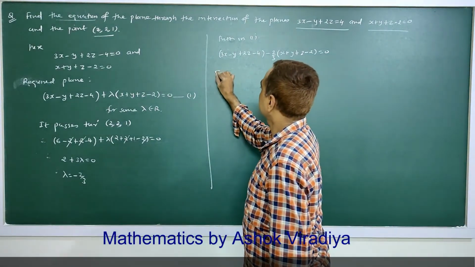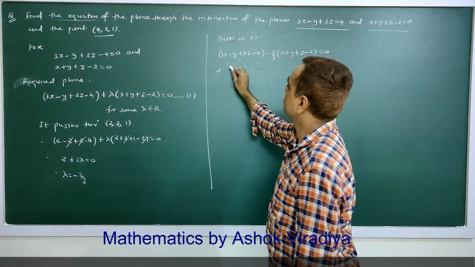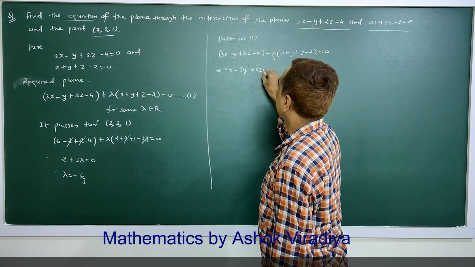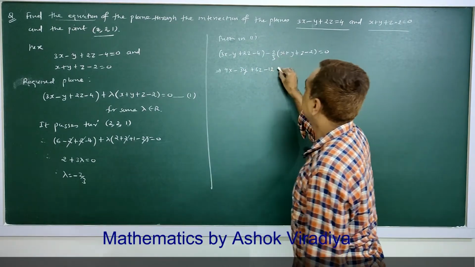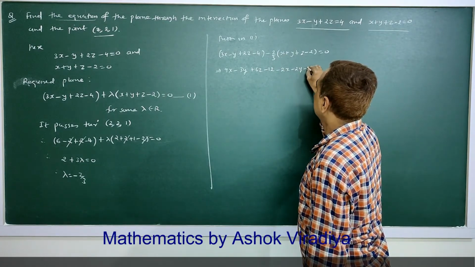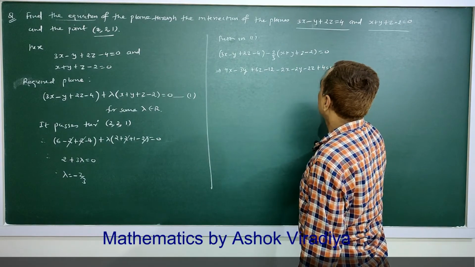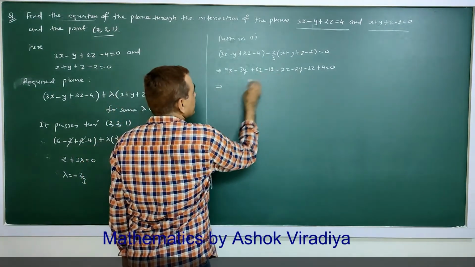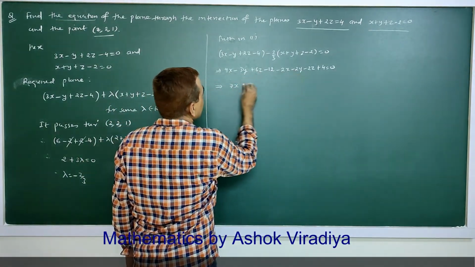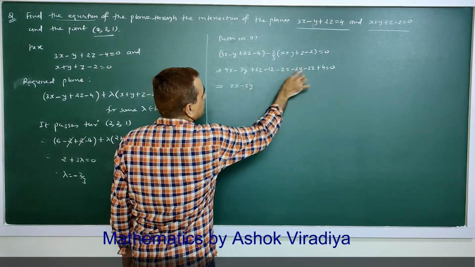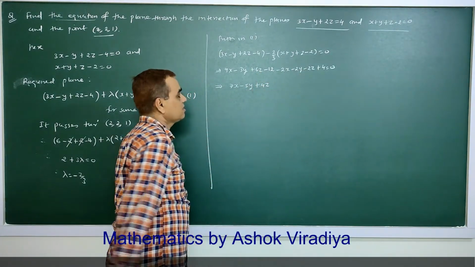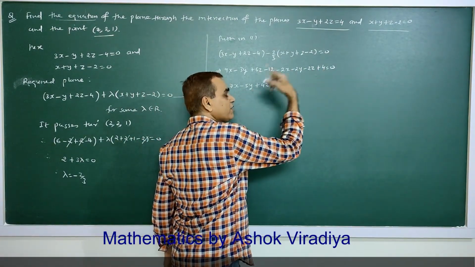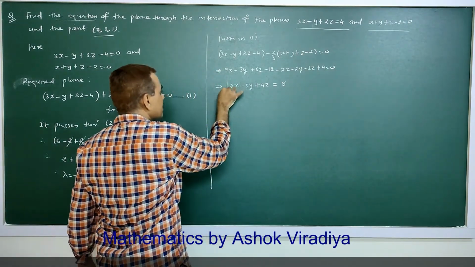So simplifying this, taking LCM, 3 into 3, 9x minus 3 into 3y plus 3 into 2, 6z, 3 into 4 minus 12, minus 2x minus 2y minus 2z plus 4 equal to 0. That is, 9 minus 2, 7x, minus 3 minus 2, minus 5y, 6 minus 2, that is 4z, minus 12 plus 4 is minus 8. Take minus 8 on the other side, that is plus 8. So this is the required equation.